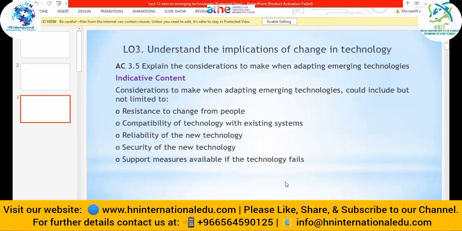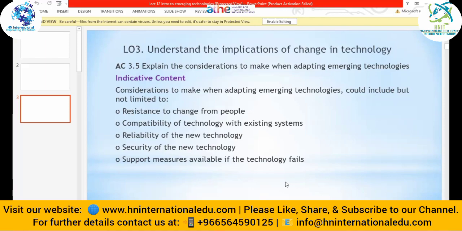Then there is compatibility of technology with the existing system. Obviously we cannot build a new system every time there is a new update, so there should be compatibility of technology with our existing system, so we can connect and update it easily and start working on it. Then there is reliability of new technology, and security of new technology.